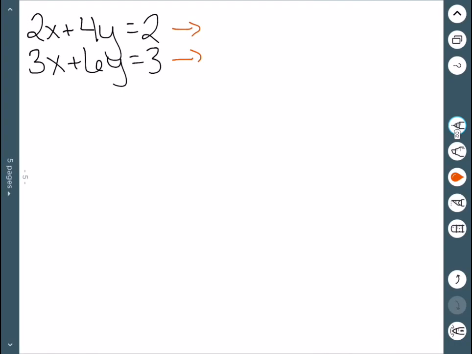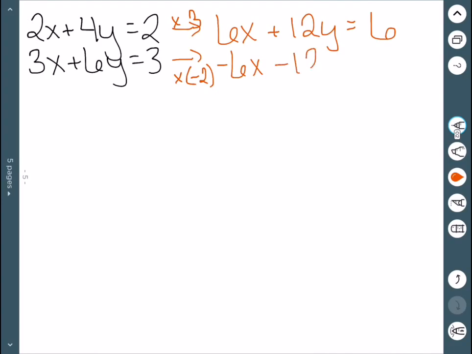So we'll do x. In that case, I'm going to multiply the first equation by 3 to get 6x plus 12y is equal to 6. For the second equation, I'm going to need a negative 6, so we'll multiply by negative 2 to get minus 6x minus 12y equal to minus 6.